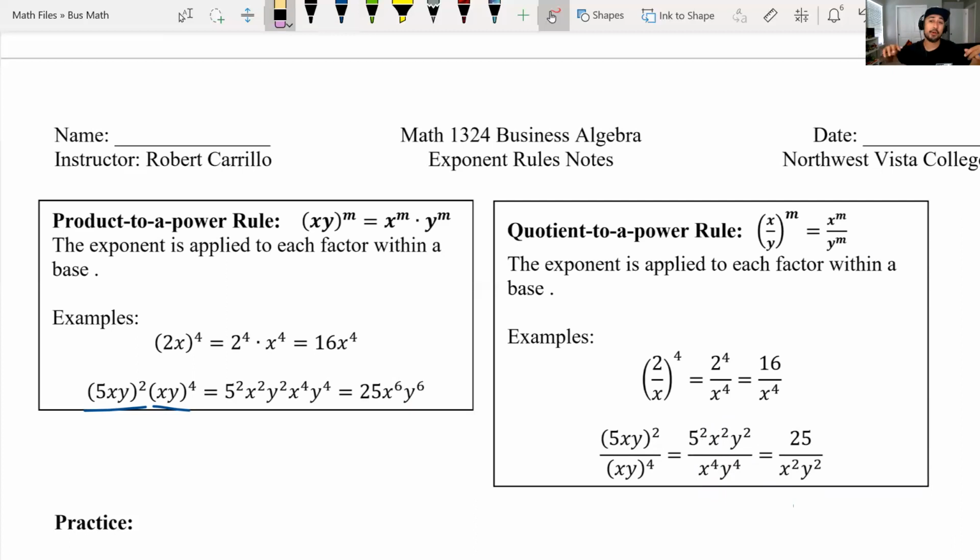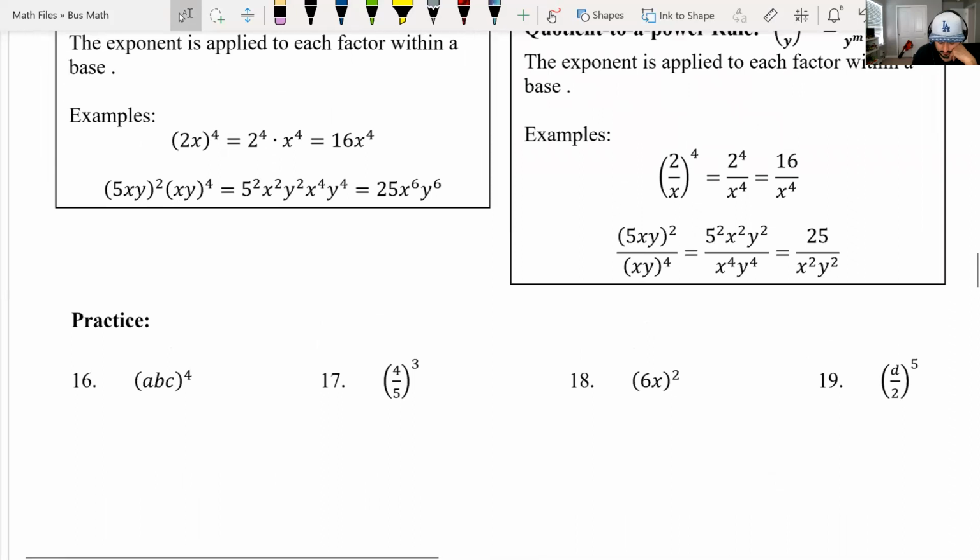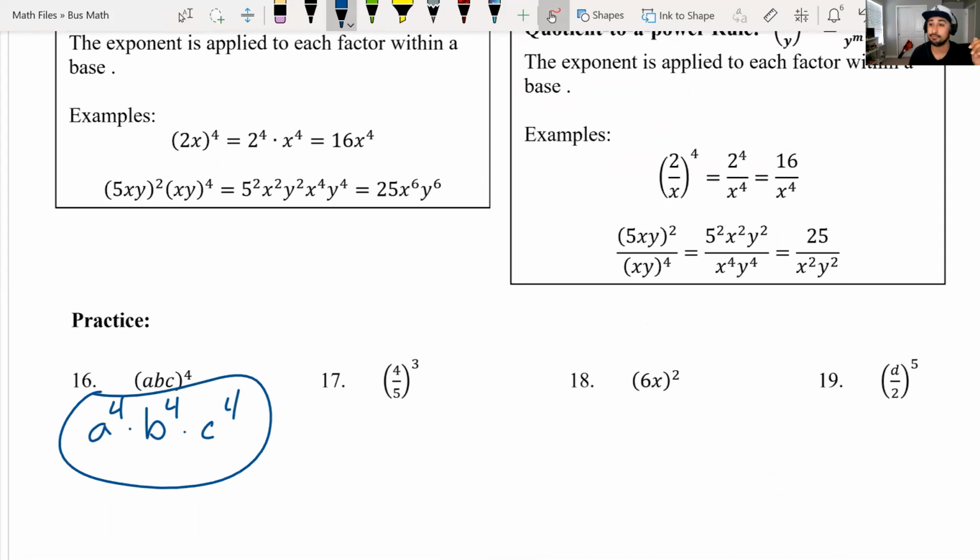Like I said, we are now combining all these rules we're learning. And I think we've learned six rules so far. Okay. So let's put those to practice down below. All right. So 16. A times B times C to the fourth means we're going to raise each term inside separately to the fourth power. So that becomes A to the fourth times B to the fourth times C to the fourth. That's it.